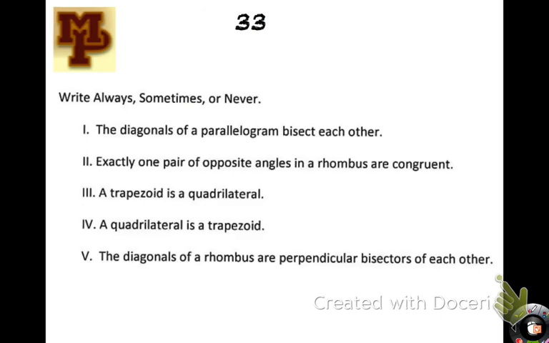Okay, so we have some always, sometimes, or never to answer here. The diagonals of a parallelogram bisect each other. That's always true. Exactly one pair of opposite angles in a rhombus are congruent. That is not true. It says exactly one pair, so both pairs of opposite angles in a rhombus are congruent. A trapezoid is a quadrilateral. That's always true. It has 4 sides.